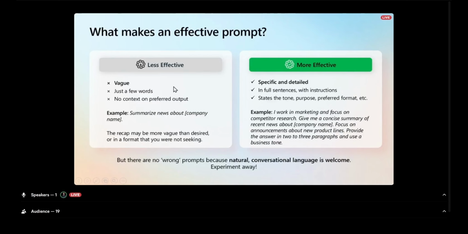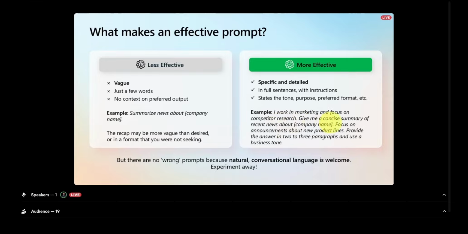It shouldn't be just a few words. Let's say I want to get today's news. If I just say "summarize news about any particular company," it will give you a response, of course, but it won't be that specific. Now, if you want the same thing in a more concise and clearer manner, dependent on what you actually want to get from that particular question or research.